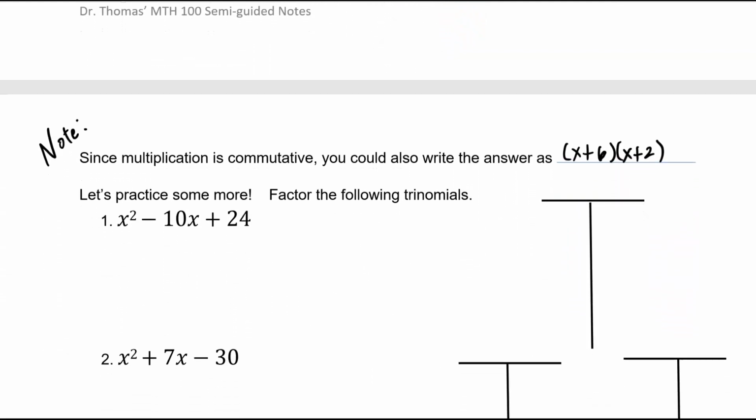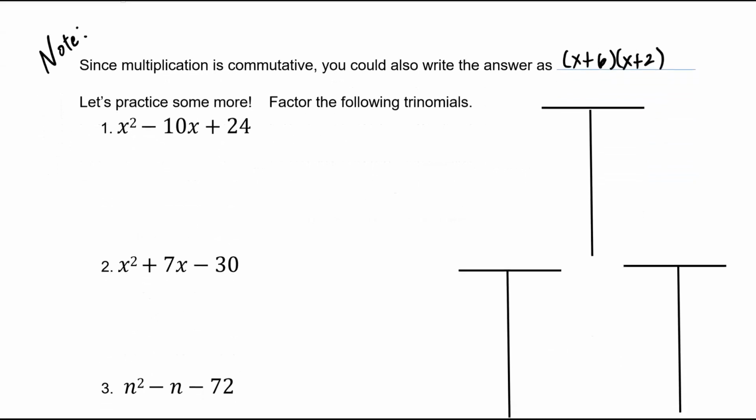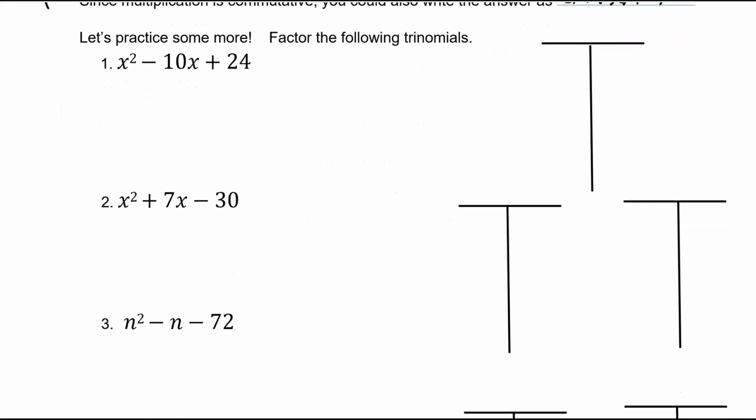Let's practice some more. Again, we have trinomials. There's no greatest common factor. So let's follow the steps of the easy case, which are first, identify what C is. C is 24. So we're going to put it here. We're going to write all the factors of 24. 1 and 24. 2 and 12.